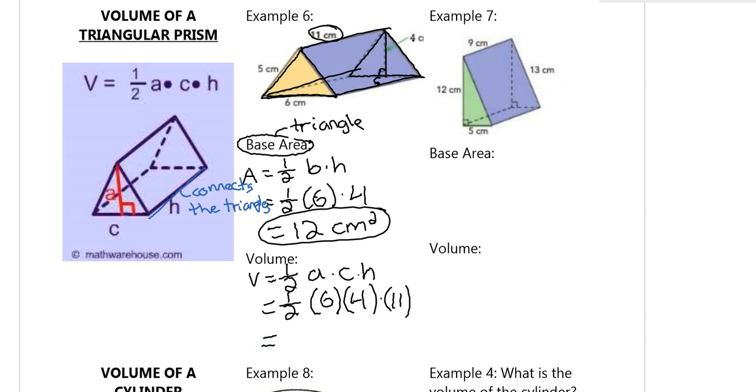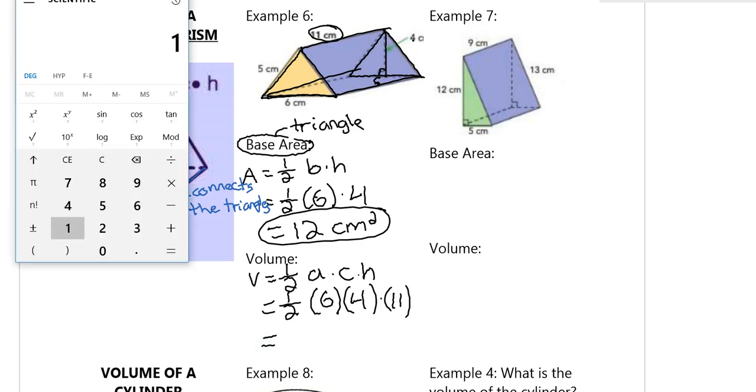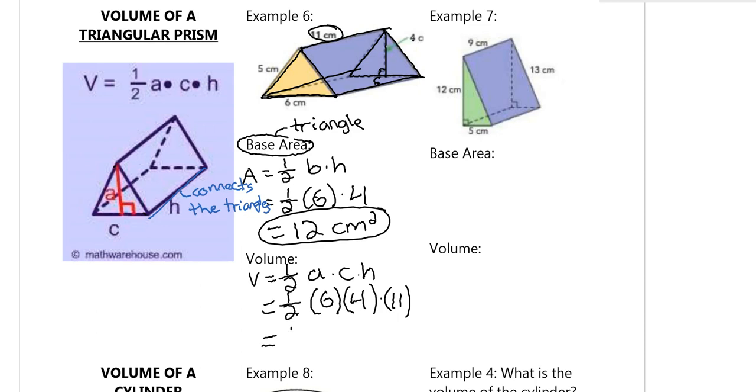Okay. So again, typing this into my calculator, 1/2 times 6 times 4 times 11. Oh yeah, 132. That's right. I got confused with my mental math. 132. And again, this is centimeters, and now that I'm in volume, it's cubes. So triangles are a little more difficult, but that's okay.